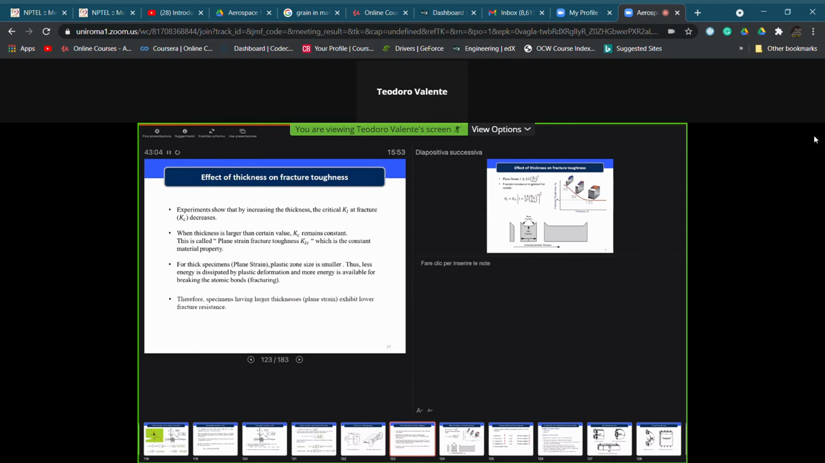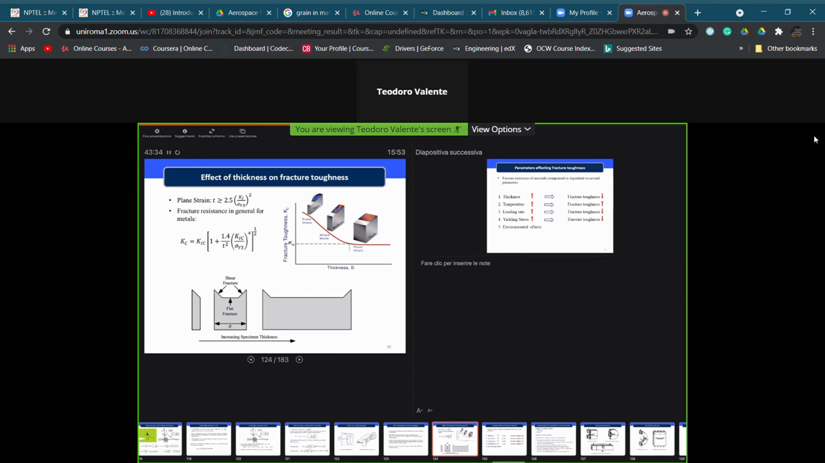And in this case, if we have thick specimens, for example, in plane strain, the plastic zone size is smaller, thus less energy is dissipated by plastic deformation, and more energy is available for breaking the atomic bonds, that is, for the formation of new surfaces, that is, for crack propagation. And therefore, specimens having larger thickness in plane strain exhibit lower fracture resistance.